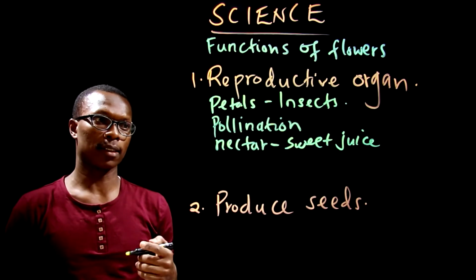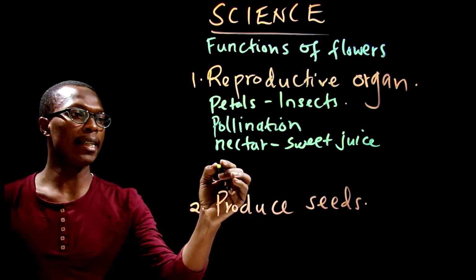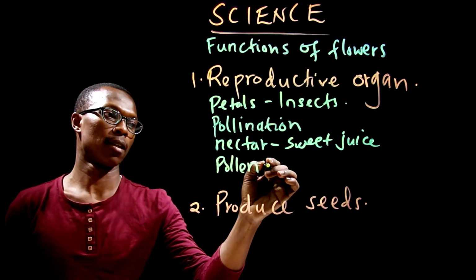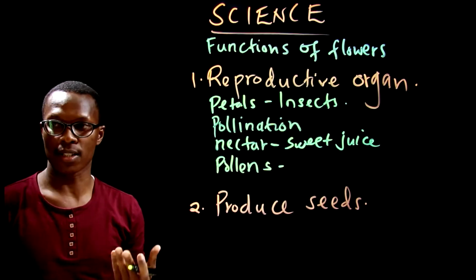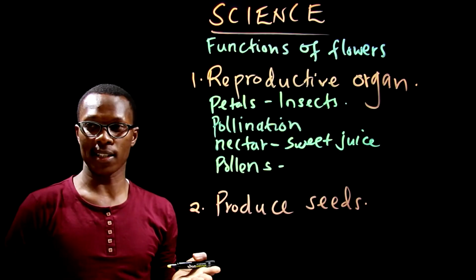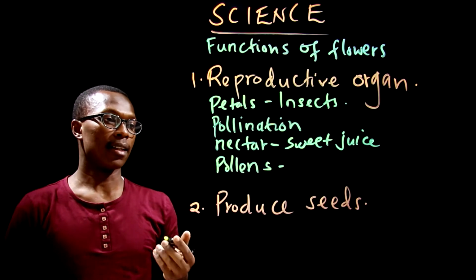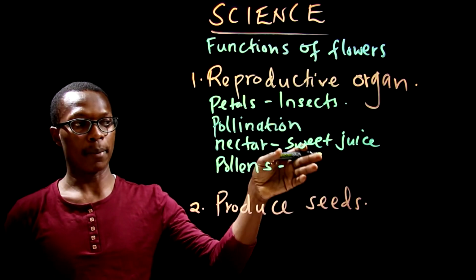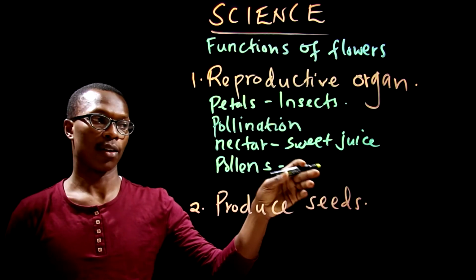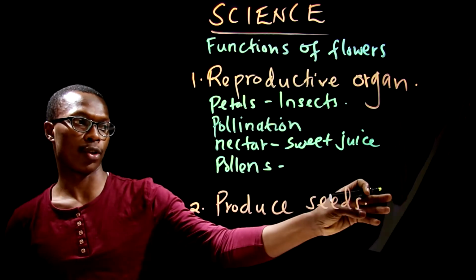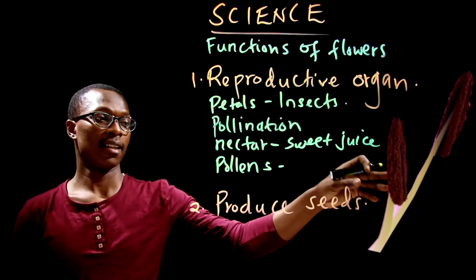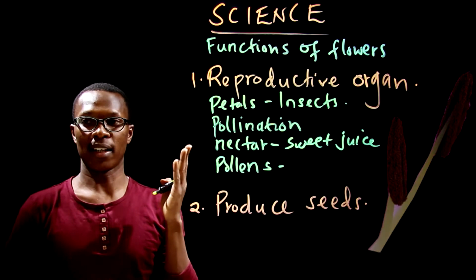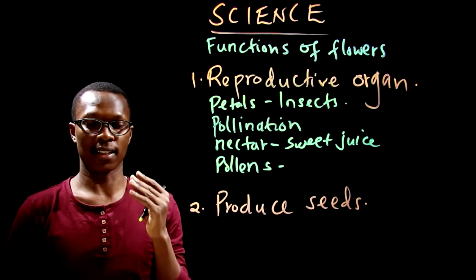How does this connect? This connects because we need what we call pollen. Pollen needs to be transferred from one flower to another or from one plant to another. Now, how does the pollen get transferred? When the insect or the bees land on a stigma or an anther, let me just show you an anther here. The anther is a male part of a flower. We have two male parts of a flower: the filament and the anther.